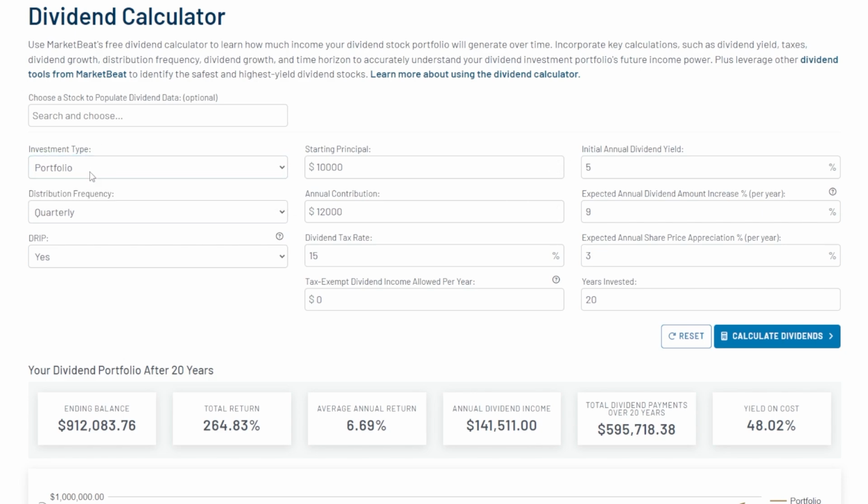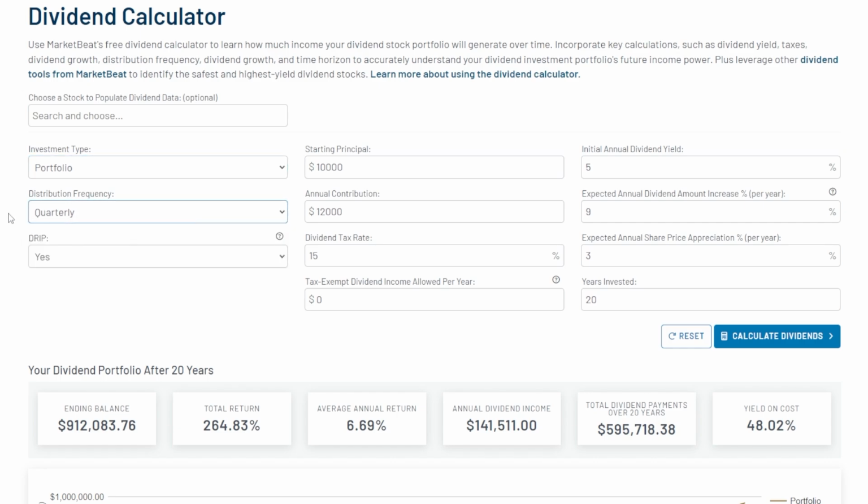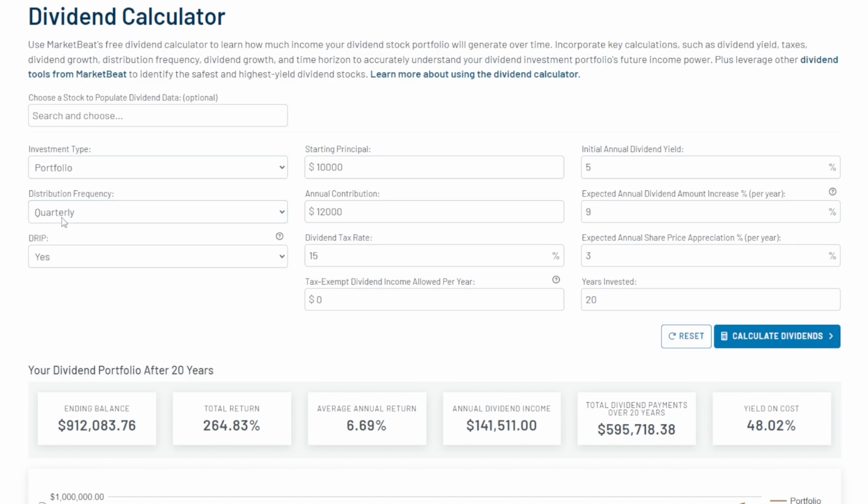So going through all the different options, it says portfolio or individual stocks. So we're going to click on portfolio. Distribution frequency, this is going to be how often interest or dividends are going to be paid out. And this is of course going to vary from monthly to quarterly to semi-annually. But most of the time, most stocks and ETFs across the market pay out dividends or distributions quarterly.